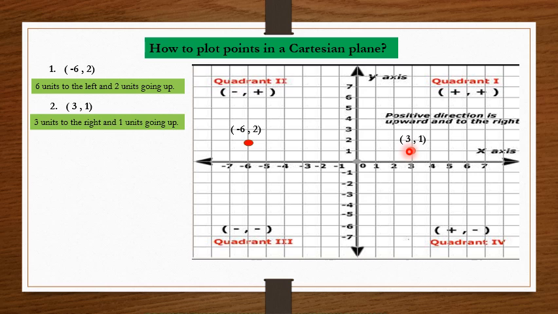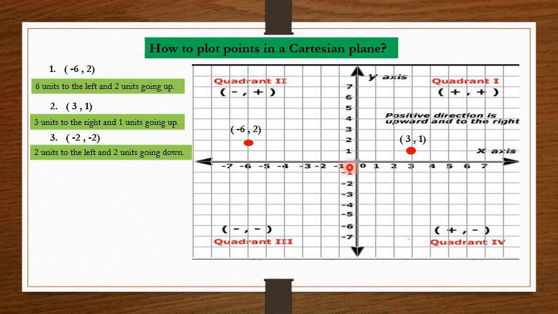Alright, let's go on to number 3. -2 and -2. -2 for x, that is left. -2 for y is downward. It's down. 2 units to the left and 2 units going down.